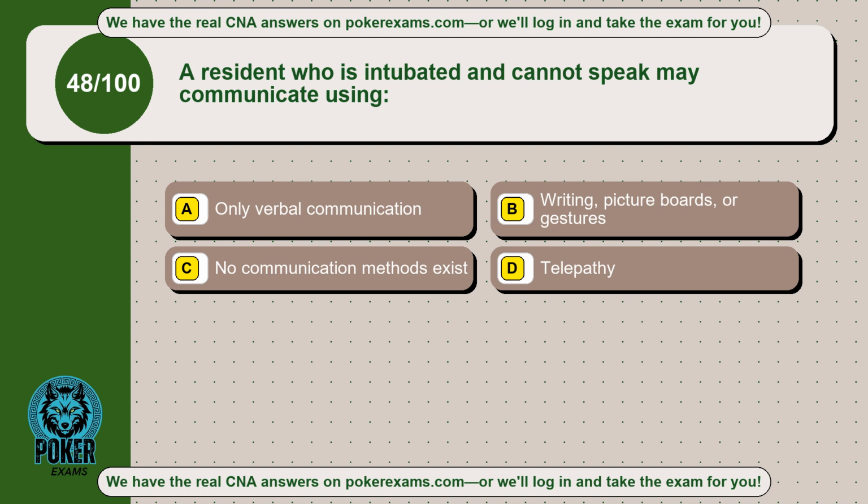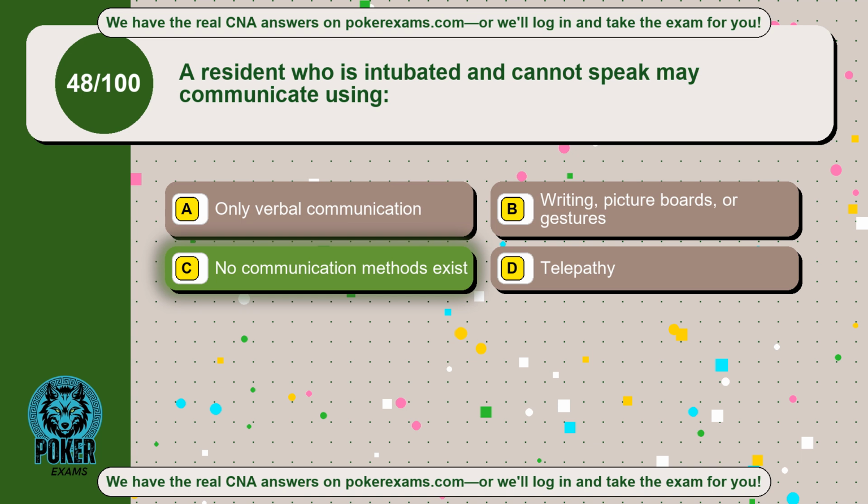Question 48. A resident who is intubated and cannot speak may communicate using: Option A, only verbal communication. Option B, writing, picture boards, or gestures. Option C, no communication methods exist. Option D, telepathy. The correct answer is option C.